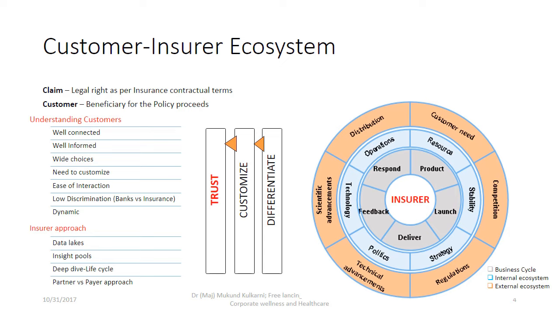Today's customers are well connected and well informed, thanks to technology like the internet and social media. They have very wide choices because their buying capacity has increased, and because more information and more products are available today, they can make wide choices. Because it's a jungle of many options, at the end of the day customers will still value something that suits their needs. So they would need a product that is closer to what their needs are.